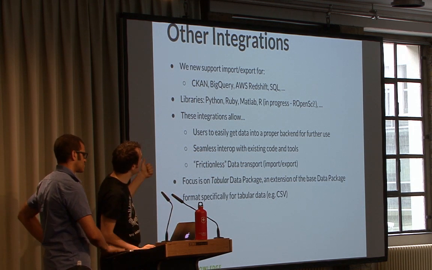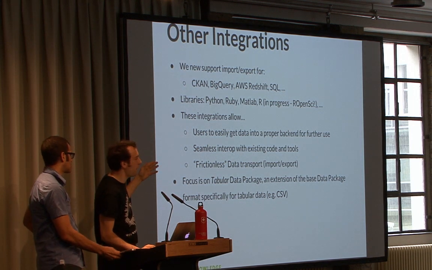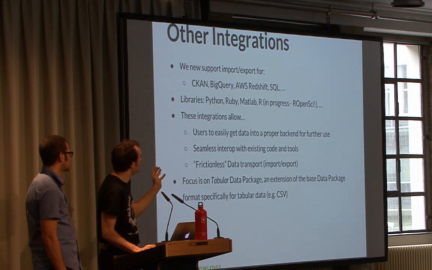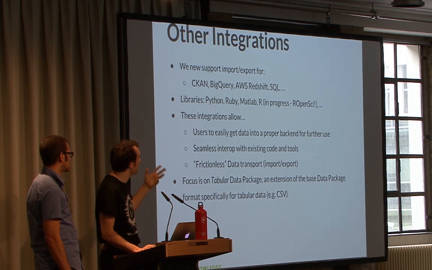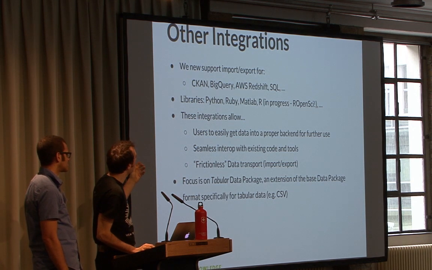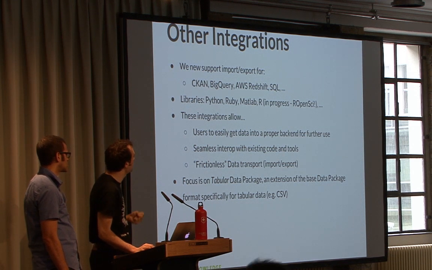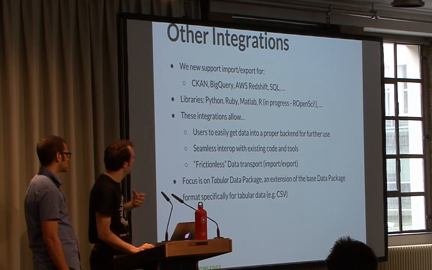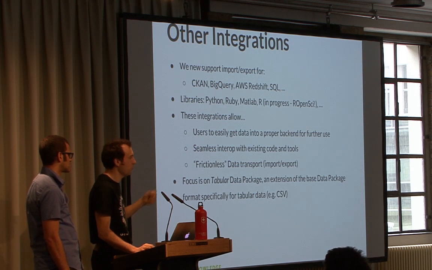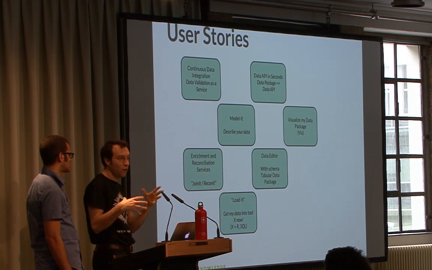So there's CKAN support, BigQuery, Redshift, SQL support already, where you can automatically get data package in there, but also publish from Python. There's libraries for Python, Ruby, MATLAB, R is in progress thanks to rOpenSci. And there's a bunch more coming along. So these integrations allow you to get data, the seamless interoperability with existing code and tools, and the frictionless transport, import and export.